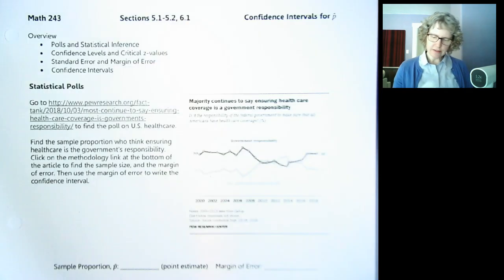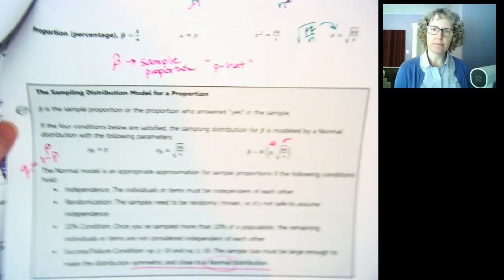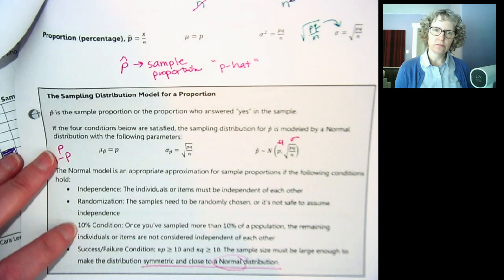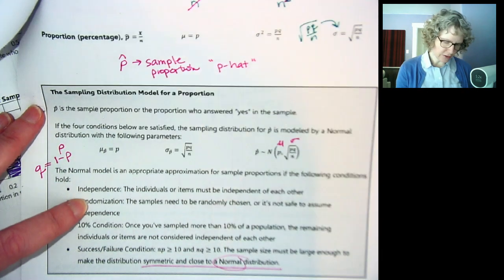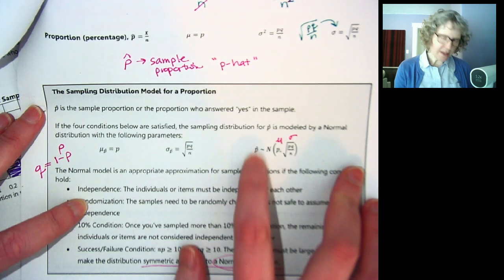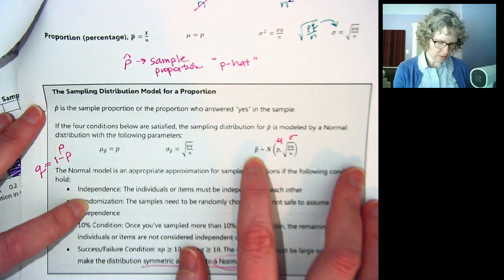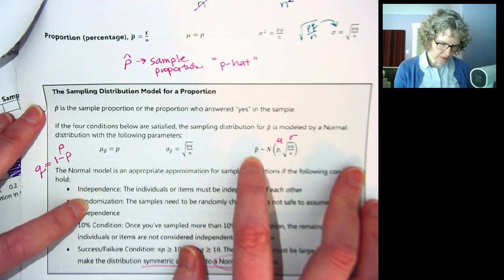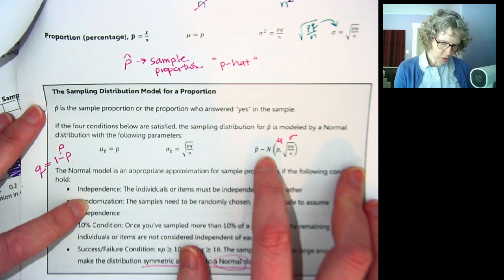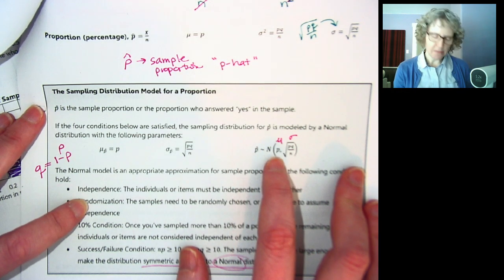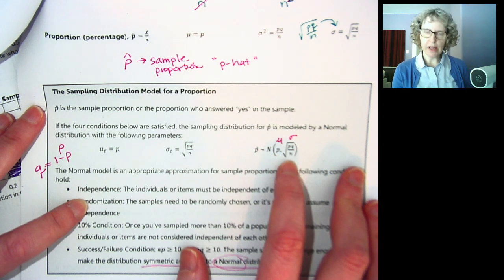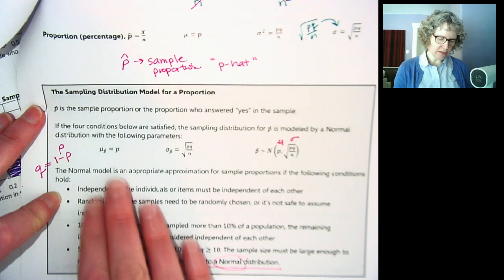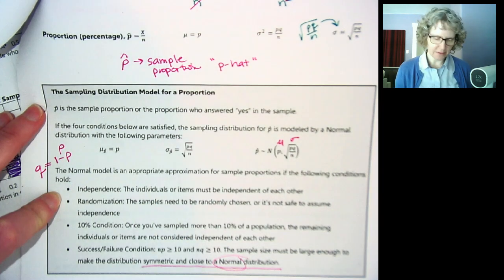So further in the packet, there's a box, and we've been practicing this in the previous section. Our p hat, which is a sample proportion calculated from a sample, follows a normal distribution with a mean of p and a standard deviation of the square root of pq over n. And of course that's as long as these 4 conditions are met.